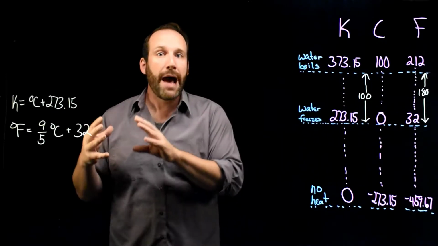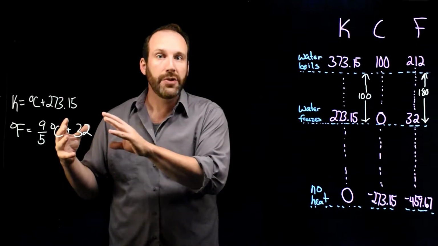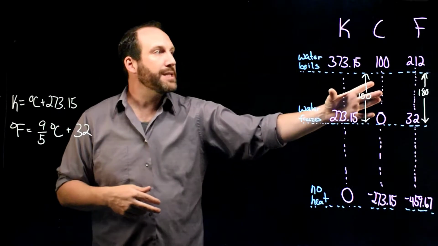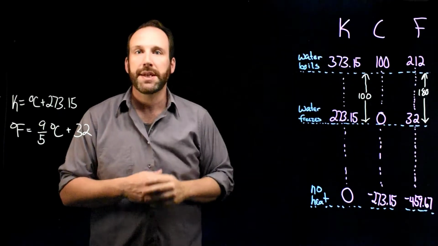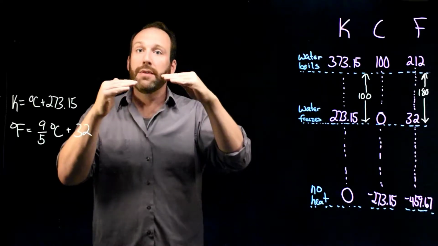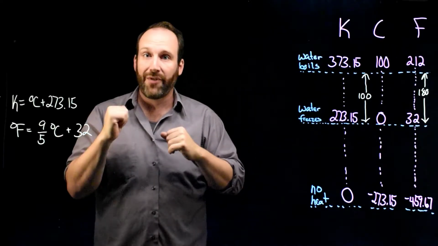we can come up with some relationships to allow us to convert between one unit system and another unit system. Okay. So one of the things we said here is that for Kelvin and Celsius, the size of the unit is the same in both scales. Those two scales are just offset from each other.